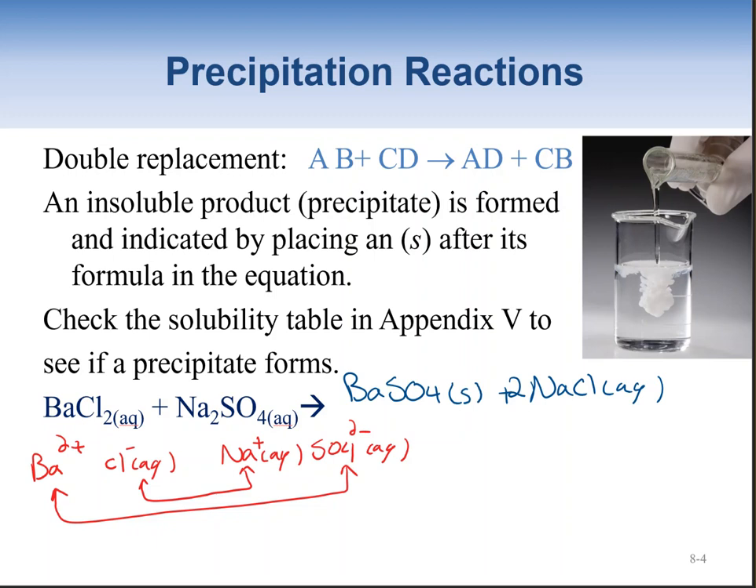Now, the picture here shows the reaction of barium chloride and sodium sulfate. As you see, as soon as these two solutions are mixed, a white precipitate is formed. That white precipitate is barium sulfate. So this is called a precipitation reaction. Let's look at more examples of double displacement reactions.